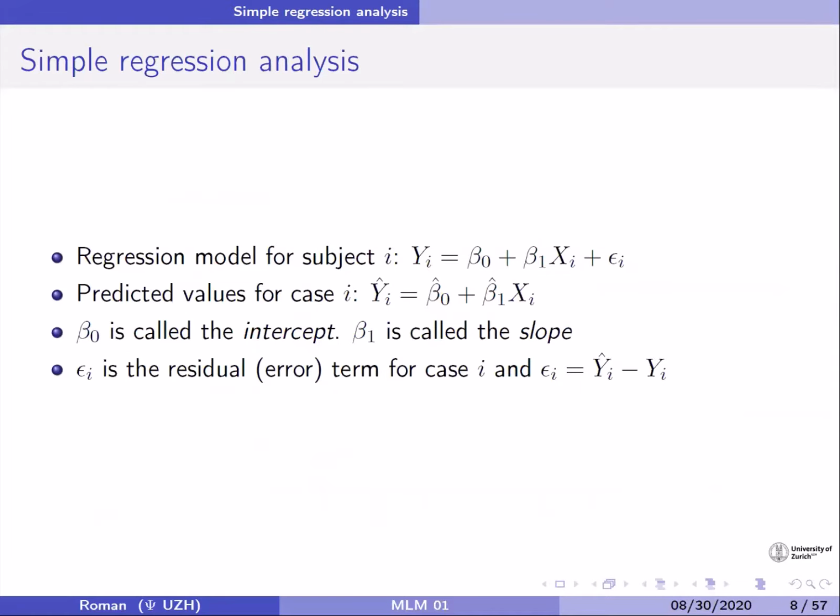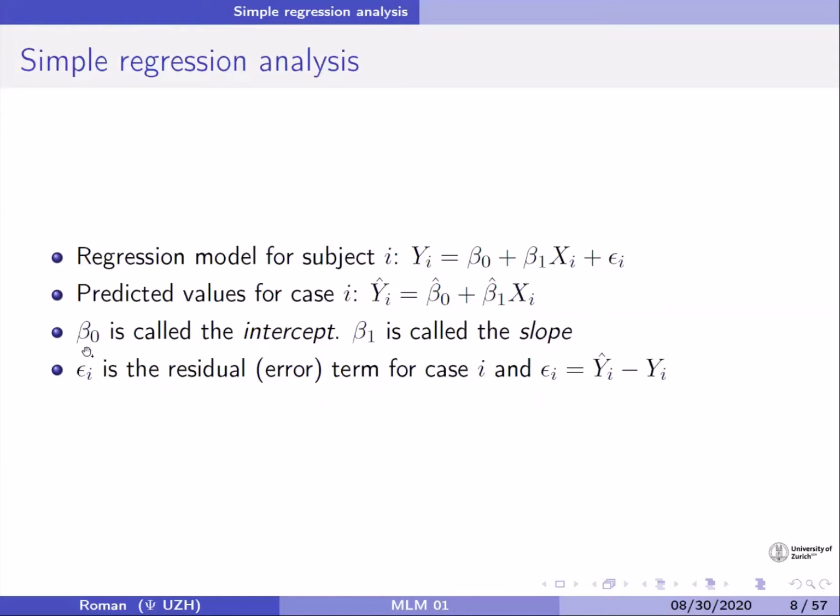So for a regression model for subject i, notice we use the i subscript here. So y sub i is the outcome value for case i. We have beta 0 plus beta 1 times x sub i. So this will be the x value for the i participant or case. And then we have epsilon i, which is an error term, sometimes called disturbance or residual. The predicted value for this case is given by the same formula, but without the error term here.